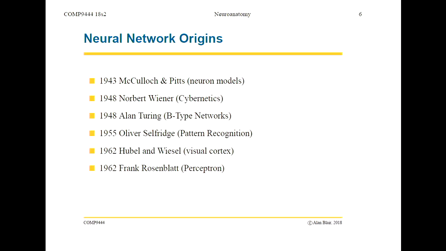Okay, so that's for the 40s. And then you kind of go on. So Oliver Selfridge did early work in pattern recognition. So this is, I guess, mainly image processing and perhaps sound as well. In '62, Hubel and Wiesel were describing neural connectivity in the visual cortex. So again, we'll talk about that in a little bit more detail. And the Rosenblatt perceptron we'll talk about as well. So this is sort of the early history of the neural networks.